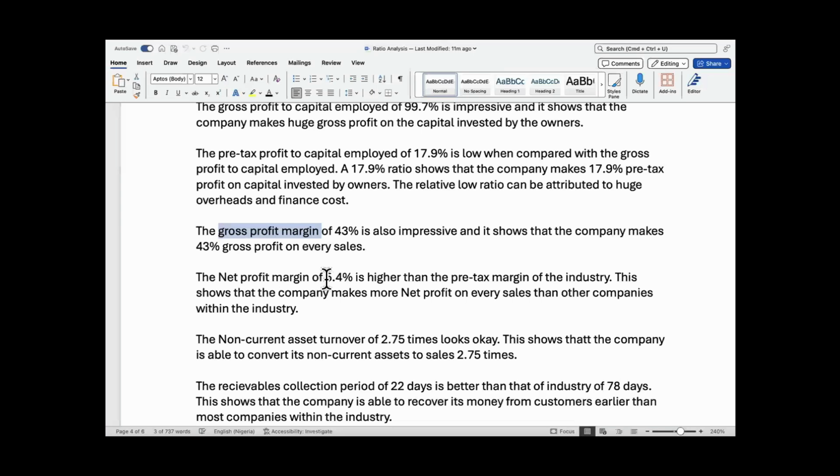Now, this net profit margin of 5.4%, you see, I could easily compare it with the net margin of the industry because they gave me that one. And I can see that its ratio is higher than it. And I mentioned that simply. I told the examiner that this shows that the company makes more net profit on every sale than other companies within the industry. Simple.